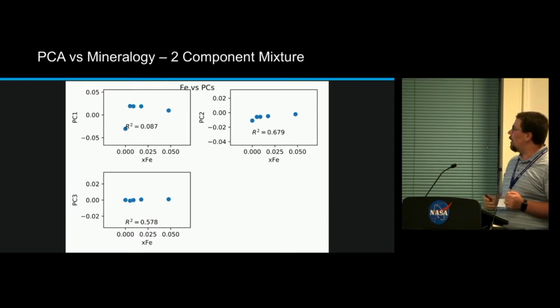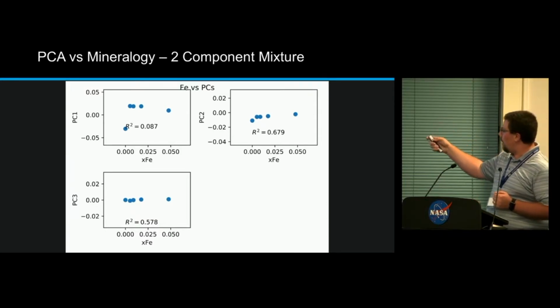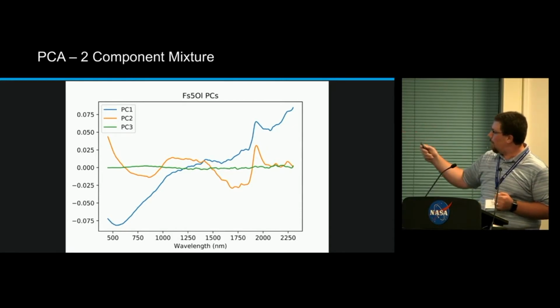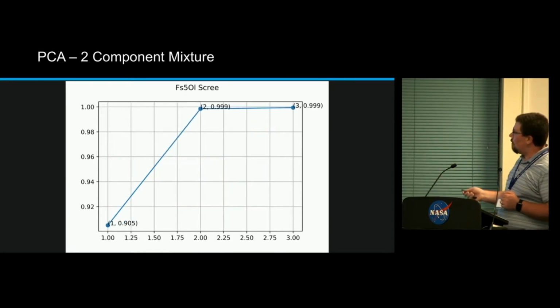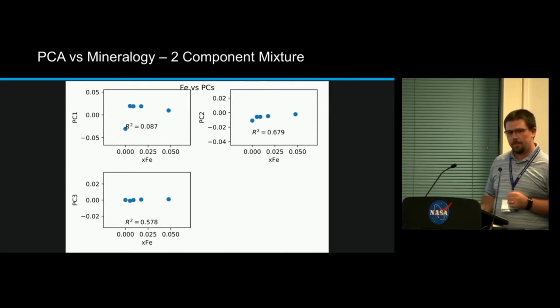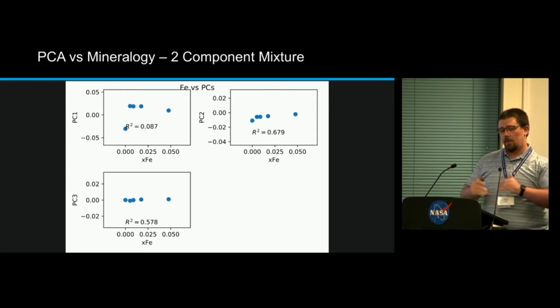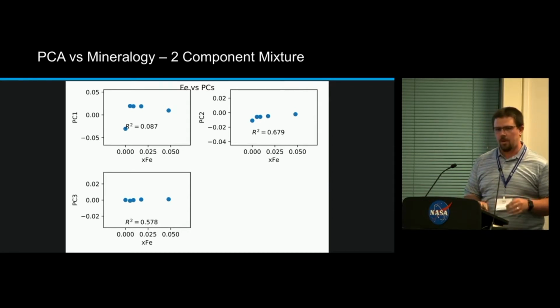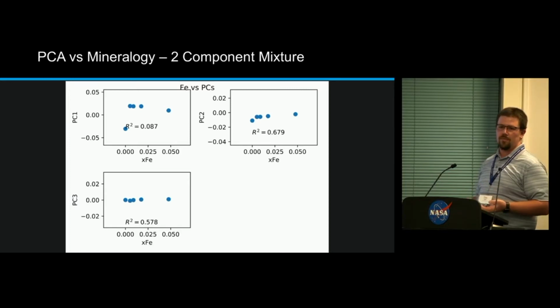And plotting those up again, the second principal component, which was the orange line here, again seems well correlated with composition. So we don't have an overarching conclusion for this yet, but it suggests that principal component analysis may be a tool that we can use to further analyze this data set.